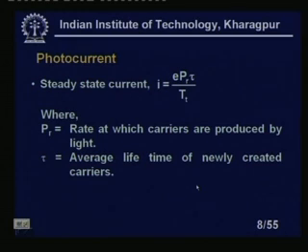Tau is the average lifetime of newly created carriers, because you see that whenever the hole electron pair is generated, there is a chance of recombination. So this is the average lifetime, because once it is recombined, that current cannot be detected at the output.